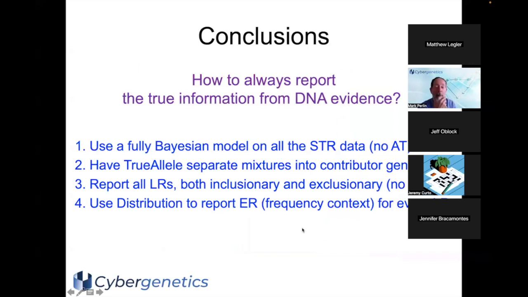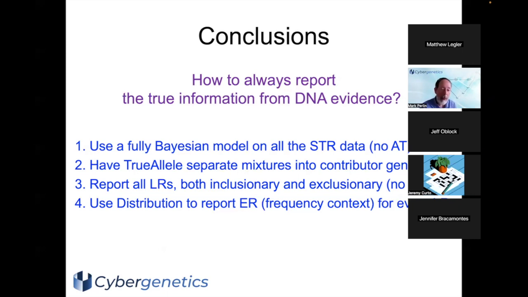Next. So, to wrap up, how do you always report the true information from your DNA evidence? And I'm hoping after today that some of you will be contacting us about how we can help you do this, show you how to use the software, whatever it is you might want to validate, how you report it, how you testify about it, and how you can comfortably deliver all the information from what is coming into your laboratory.